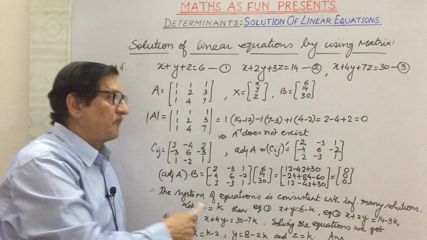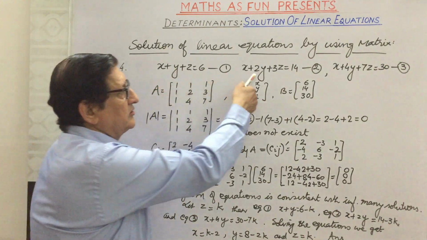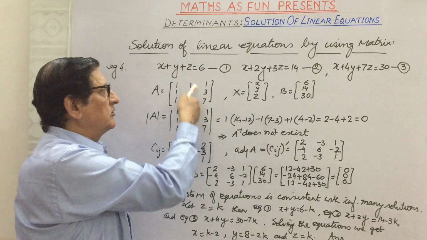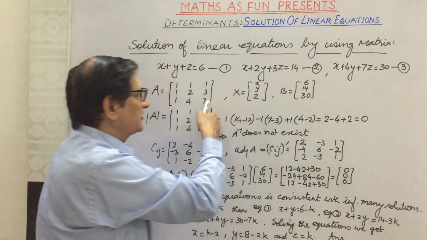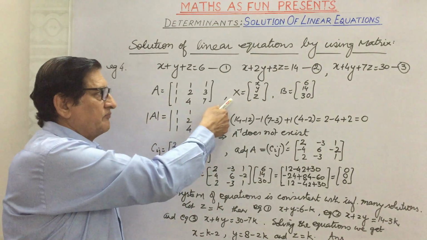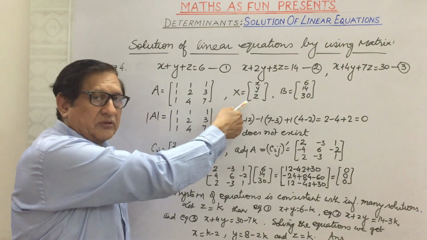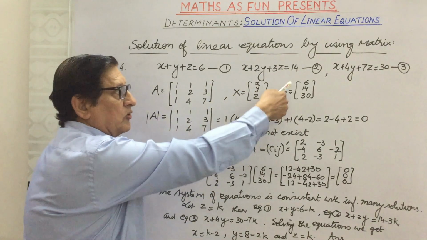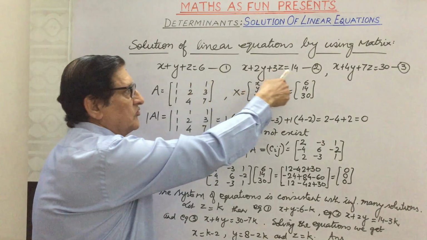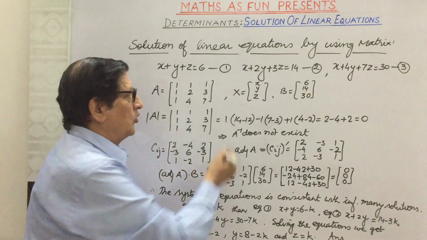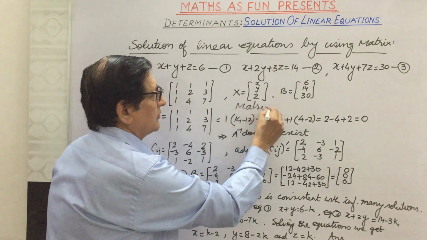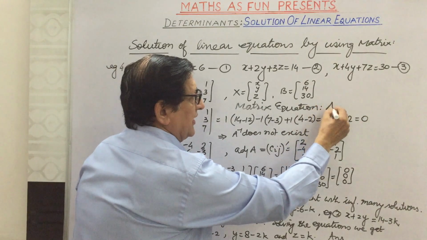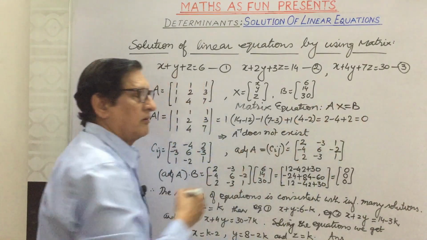First we find the coefficient matrix A, and here we are finding the coefficients of x 1, 1, 1. Coefficients of y in the second column, that is 1, 2 and 4. The coefficients of z in the third column, that is 1, 3 and 7. X, the matrix of variables, x, y, z, this is a column matrix. B, the column matrix of the constants, 6, 14, 30. Now we know that the matrix equation for this will be Ax is equal to B.